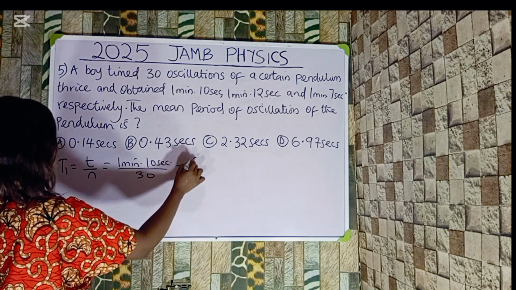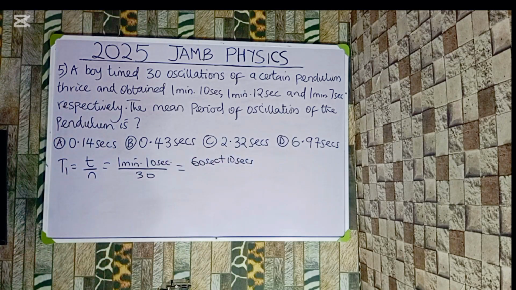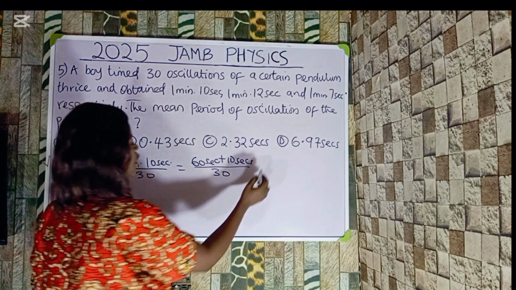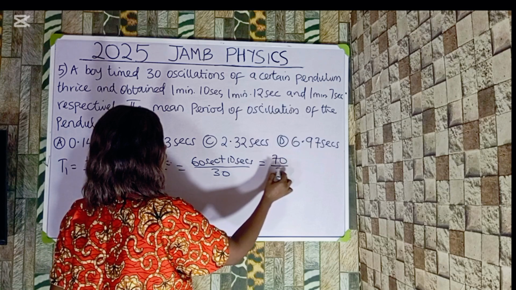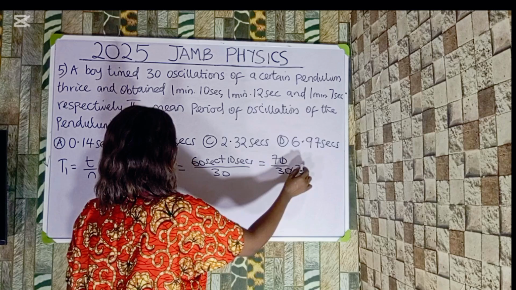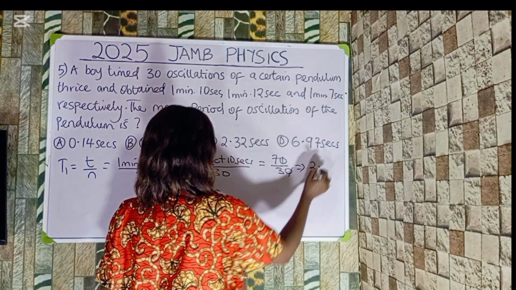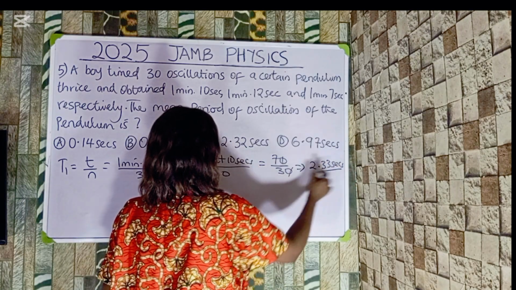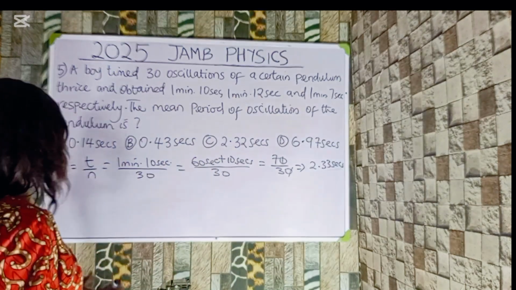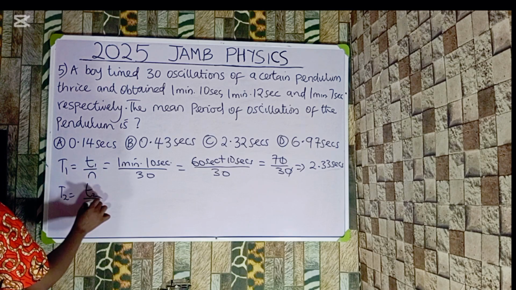1 minute is equal to 60 seconds plus 10 seconds, which is going to give us 70 seconds, now divided by 30. Okay, now I'm going to have 70 over 30. By the time I divide, I will have 2.33 seconds, right?